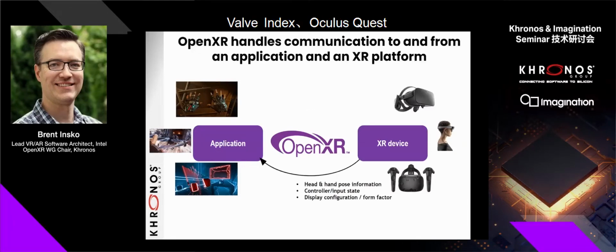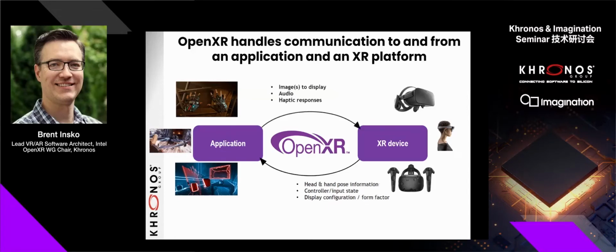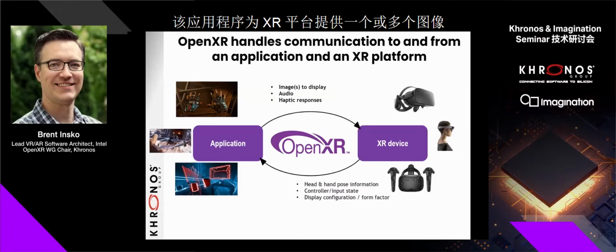An XR platform, such as the Valve Index, Oculus Quest, or Microsoft HoloLens 2, provides the application information such as the head and hand position, information about the controllers and the input state, such as whether a button has been pressed or released, and also display configuration and form factor information, such as whether there is a single display or multiple displays. The application provides the XR platform an image or images to display, audio, and also haptic responses, such as vibrational responses for controllers.